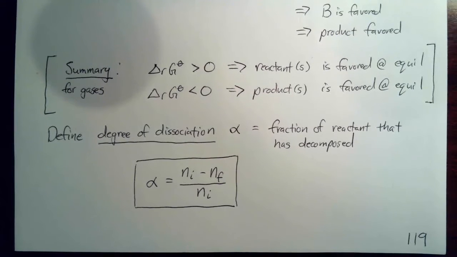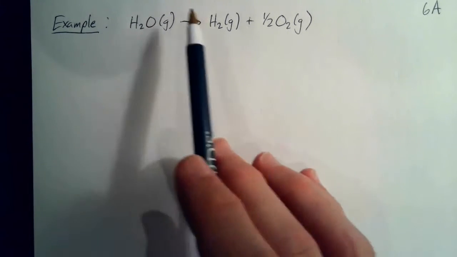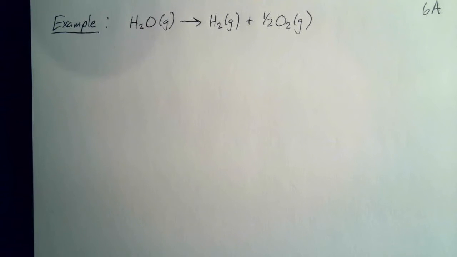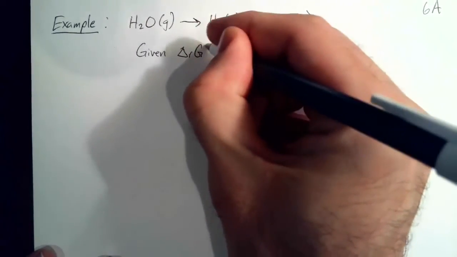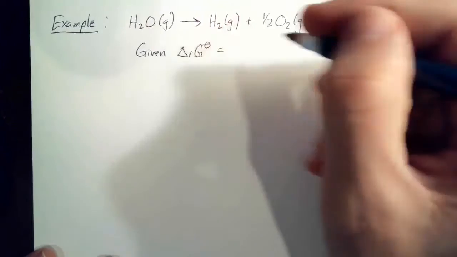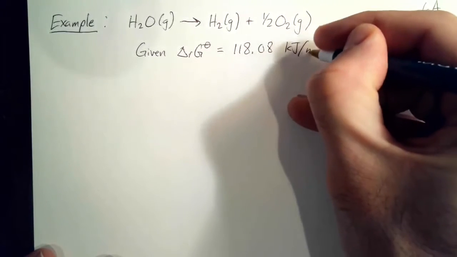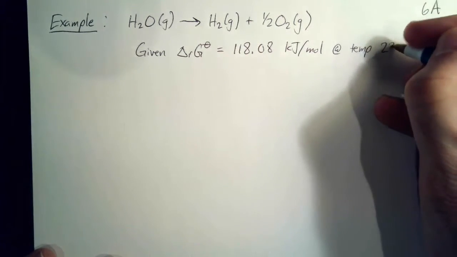Okay, and now I'd like to work an example. Since we've been talking about gases, the example I'd like to work involves gases. This is the decomposition of water vapor into H2 and O2 gas. And so the question that we could answer is, well, first of all, we can calculate the standard Gibbs energy of reaction, and that works out to be 118.08 kilojoules per mole, and that's at a temperature of 2300 Kelvin.